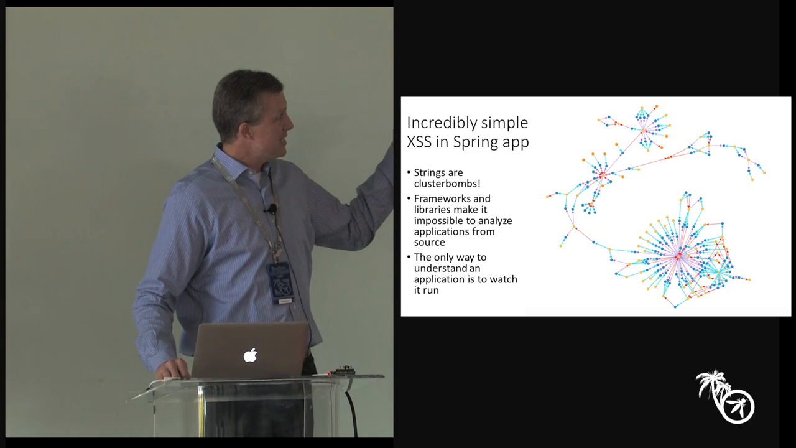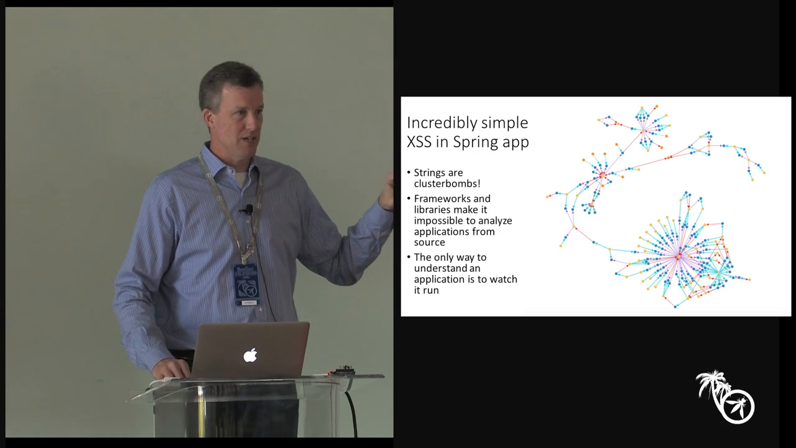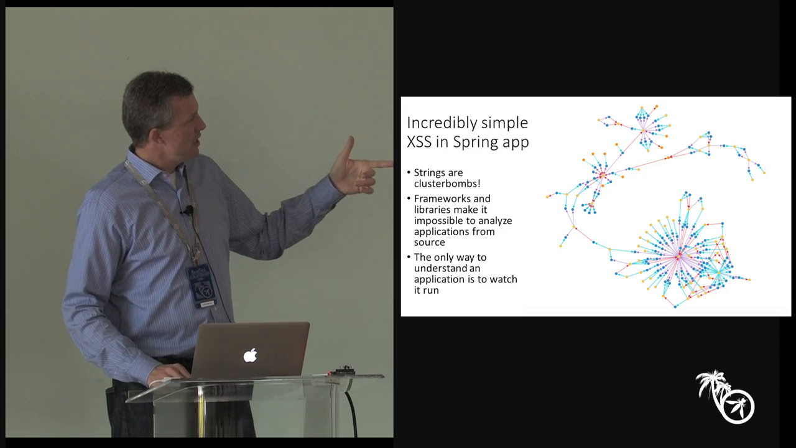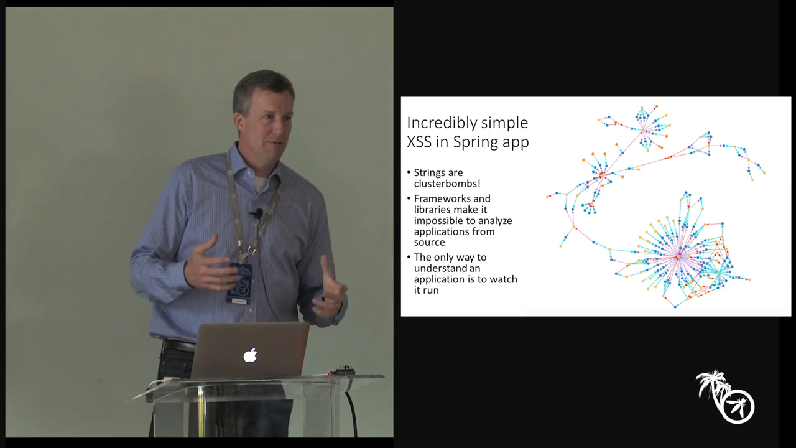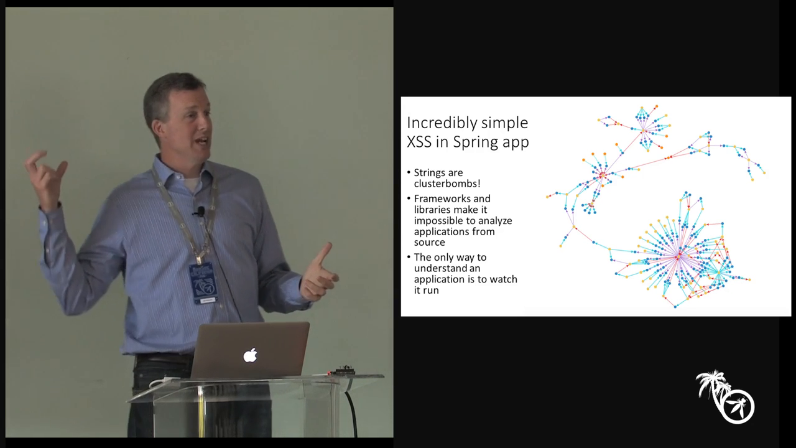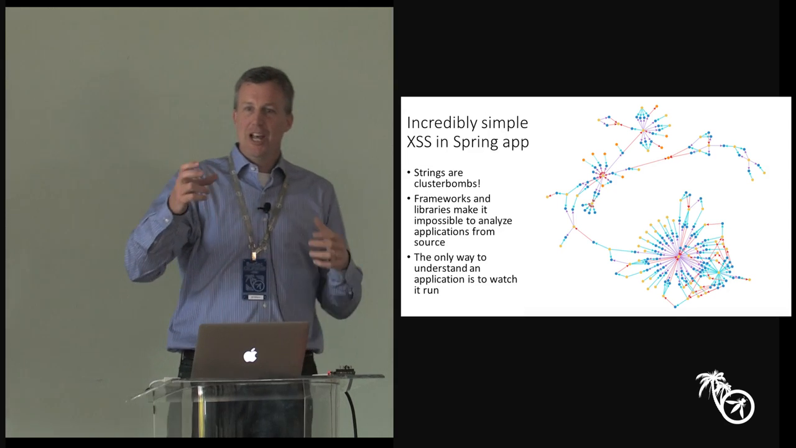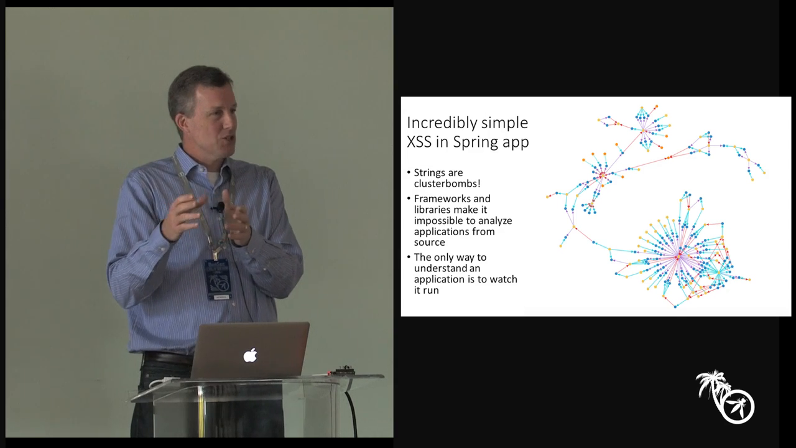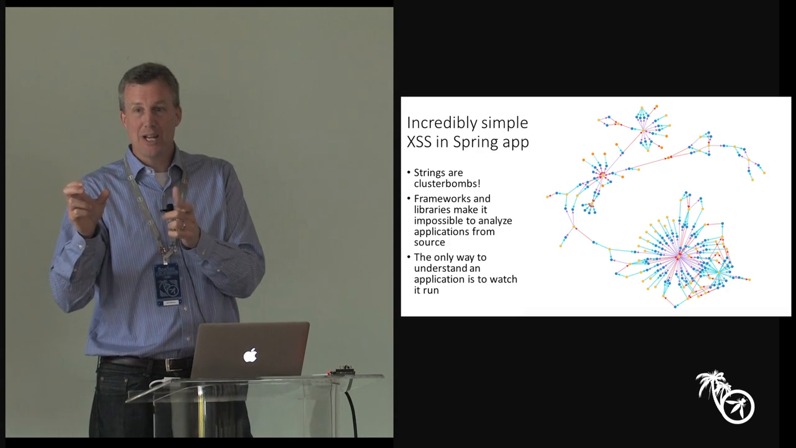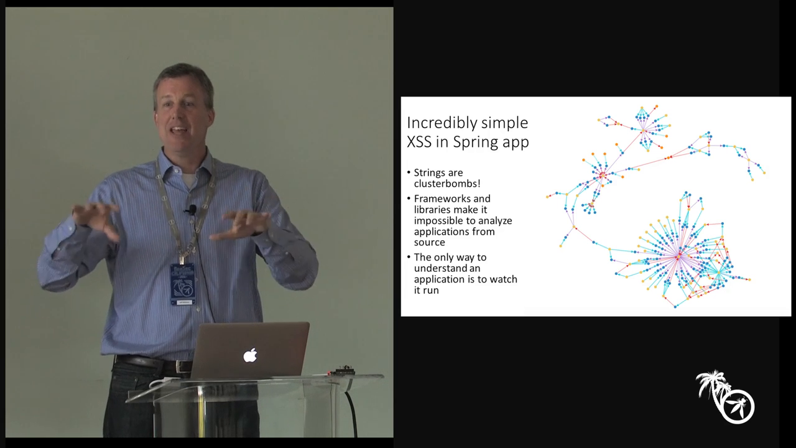This is an XSS in a Spring app. It's incredibly simple XSS, right? Just a few lines of code that introduce this. But what it shows is what I call a cluster bomb effect of string handling in most modern frameworks. So when a string comes into your application as part of an HTTP request, for instance, strings are immutable in languages like .NET and Java. So every time you add something to a string or split a string into pieces, you're really creating new strings. And then they get processed.